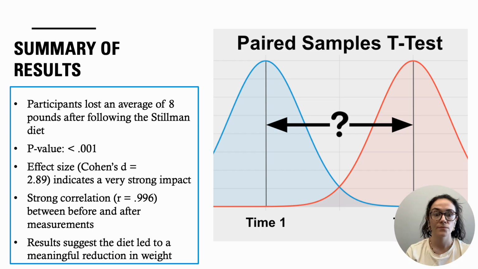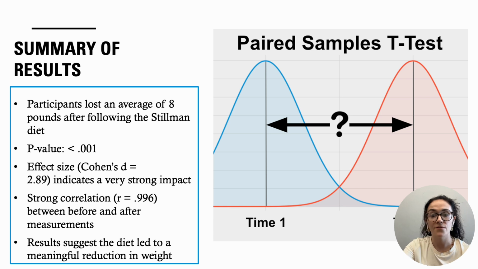So in summary, participants lost an average of 8 pounds after following the Stillman diet, which represents a meaningful change over a relatively short study period. The p-value was less than 0.001, indicating that the result is statistically significant, meaning it's highly unlikely that the observed weight loss occurred by random chance.